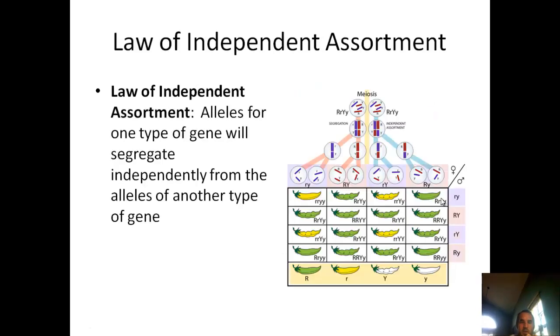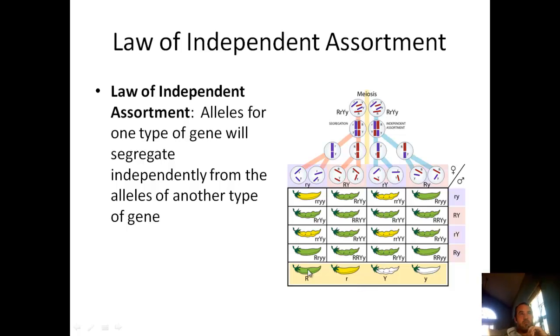The other law that Mendel got was that alleles for one type of gene will segregate independently from alleles of another type. So going back to what I was saying about the wrinkled and smooth pea seeds, they're going to separate independent of one another. So wrinkled seeds would separate one way, and green seeds will separate the other way. So they're going to be separating independent of each other.